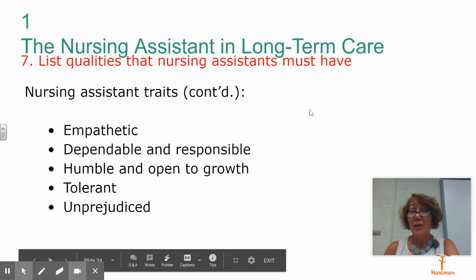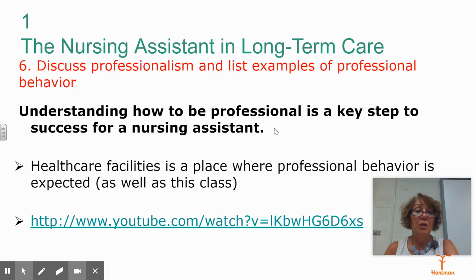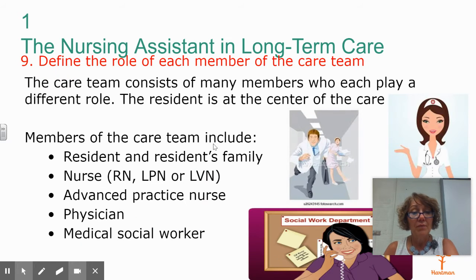Be empathetic. What does that mean? Dependable and responsible, humble and open to growth, tolerant and unprejudiced, of course. So understanding how to be professional is a key step for the nursing process. Now, the care team: you are a CNA at a facility. You are one of many disciplines on a care team.